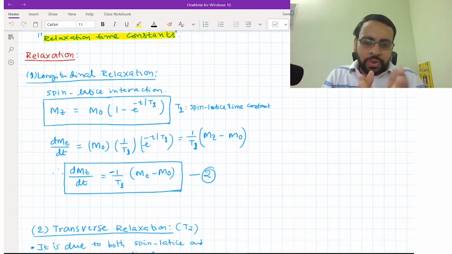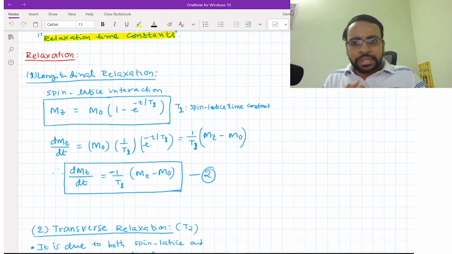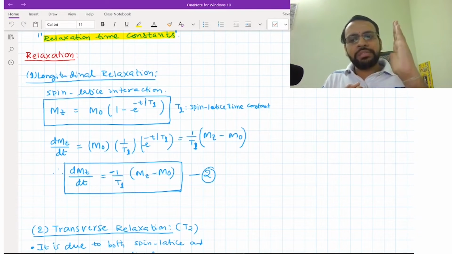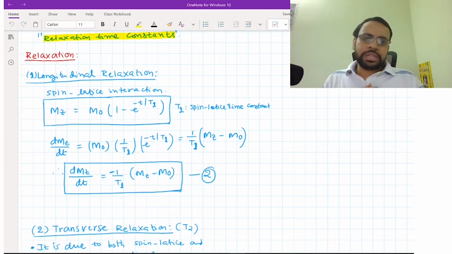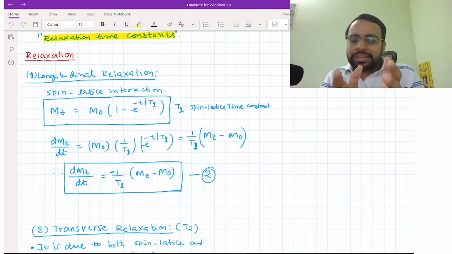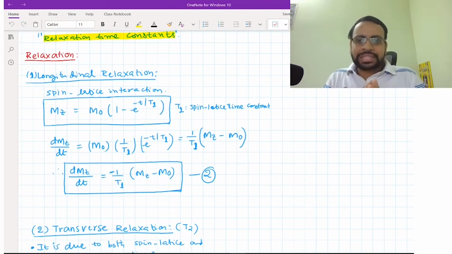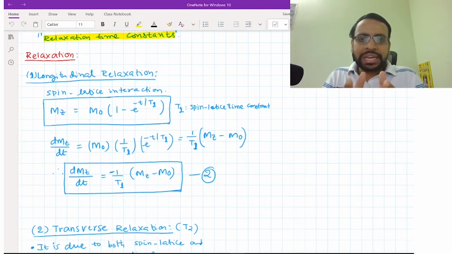So how fast it would come back to its original M naught value in the z direction would essentially depend on, one, the external magnetic field, the amount of external magnetic field you have applied. The second thing is the proton density in the sample you are studying, or the tissues within the voxel that is currently under evaluation, right?